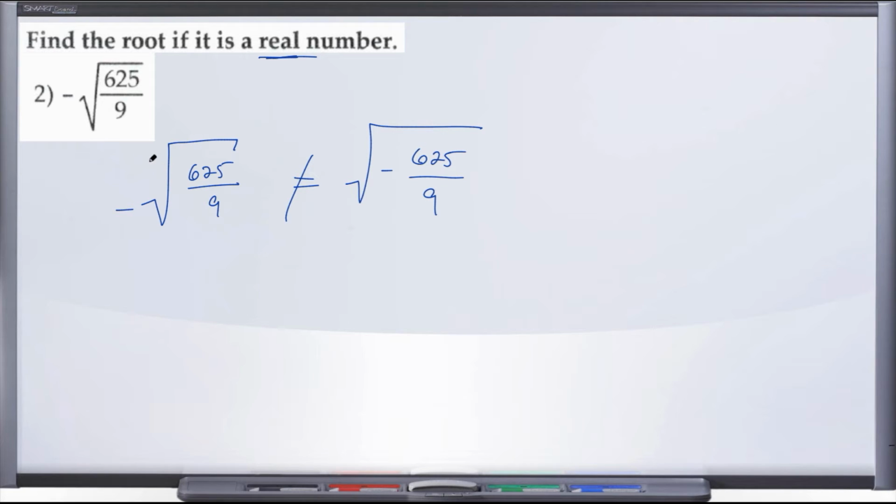And so when your index or root, the number that is here, and again just for review, when there's no number written here, see how they didn't give us a number here? It's automatically understood to be a 2. When that number is even, so if that's a 2 or a 4 or a 6 or an 8, you cannot have a negative under the radical, otherwise you get imaginary numbers. And we'll learn how to deal with that later on in this chapter. But for right now, we're not dealing with imaginary numbers.